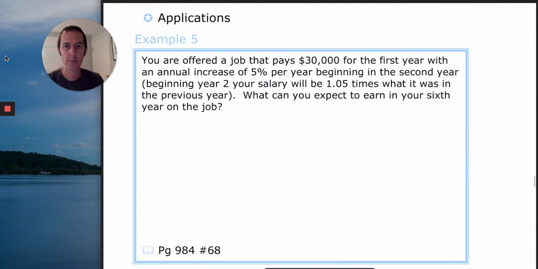Applications, that's grown up for word problem. Here we're offered a job that pays $30,000 for the first year, an annual increase of 5% per year beginning in the second year. So your first year on the job, you're going to make 30 grand, and then it goes up in your second year. In order to increase your salary by 5%, you will multiply by 1.05. That way you're making 100% of what you made the previous year, and literally an additional 5%. 100% plus 5%, that's 105%. What's 105% as a decimal? 1.05.